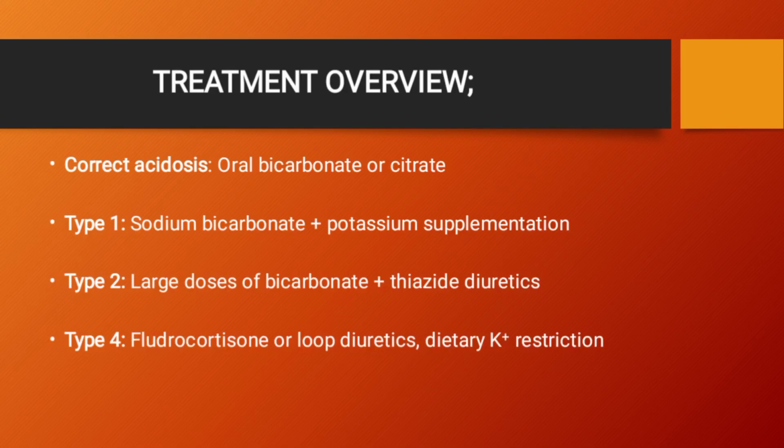So, treatment overview. Treatment mainly focuses on correcting metabolic acidosis and addressing the underlying defect. Type 1 is managed with bicarbonate and potassium supplements, type 2 needs larger bicarbonate doses, often combined with thiazide diuretics to reduce the bicarbonate loss. Type 4 is treated with fludrocortisone if hypoaldosteronism is present, or with diuretics to lower the potassium levels.